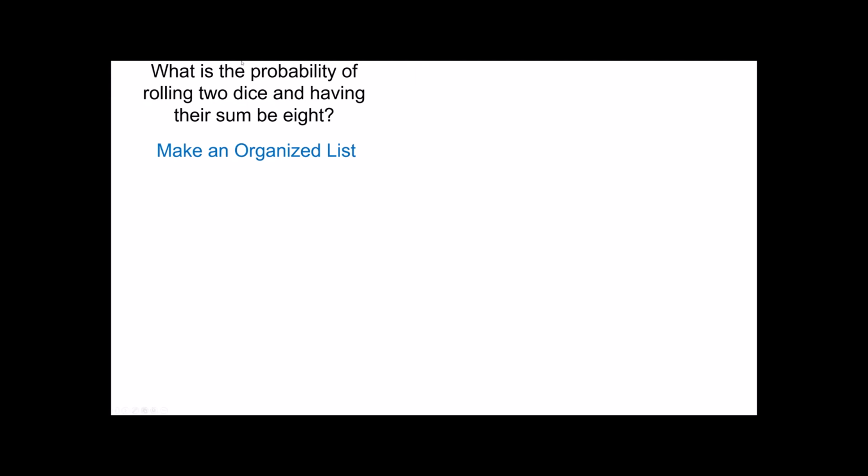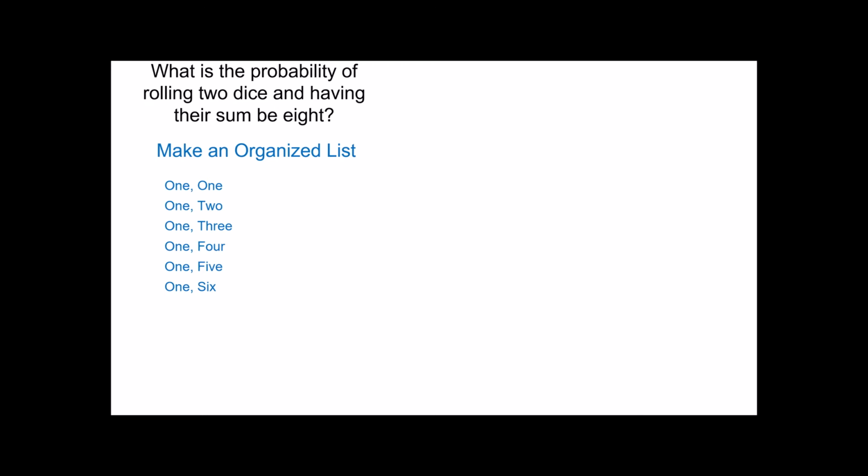So in this problem, I'm talking about what happens when I have 2 dice. So I want to think about what the possibilities are. So when I set up my organized list, I might start off by saying, well, I could have the first die be a 1 and the second die also be a 1, and I would write that down. Or the first die could be a 1 and the second die could be a 2. Or the first die could be a 1 and the second die could be a 3. 1 and 4, 1 and 5, 1 and 6, and so on.